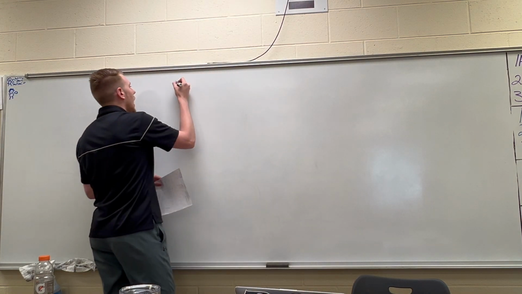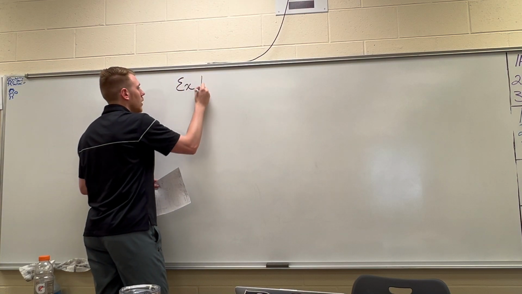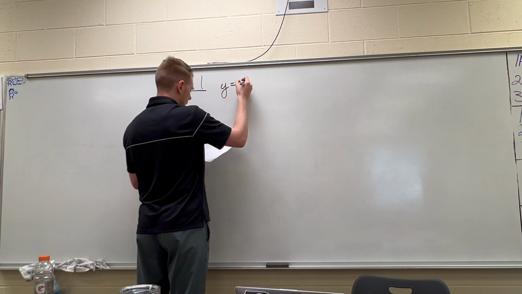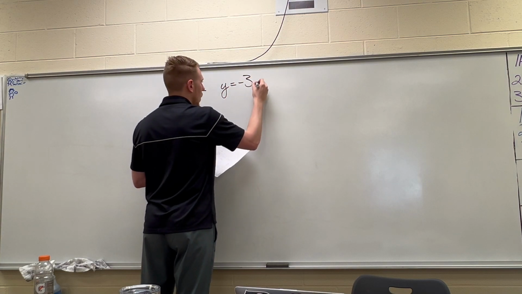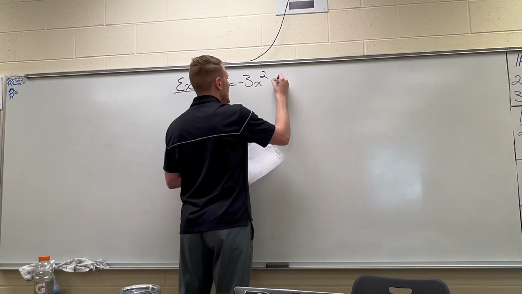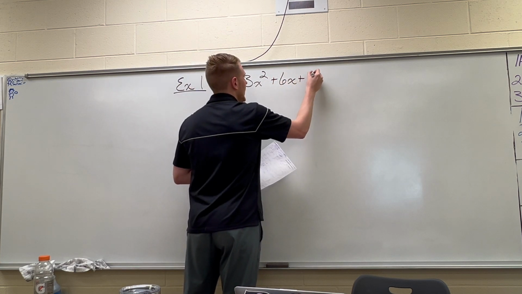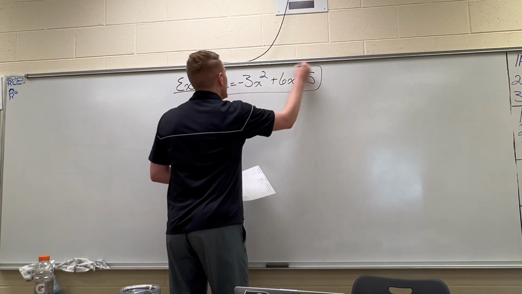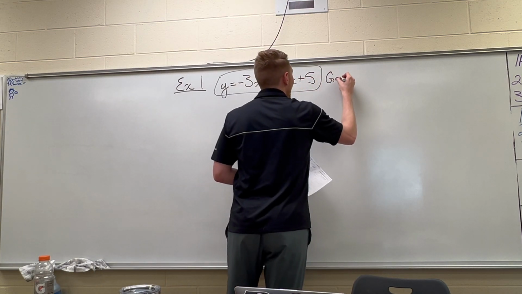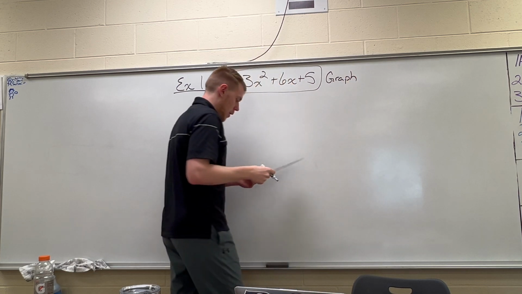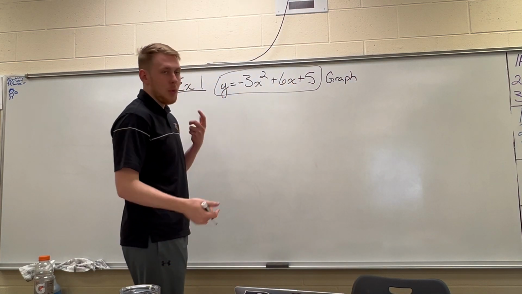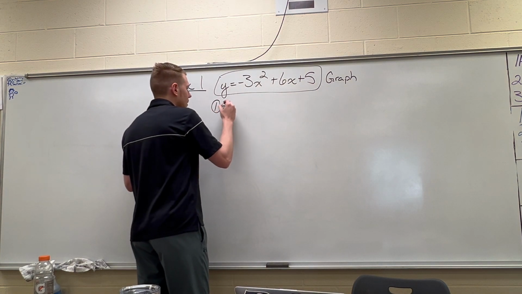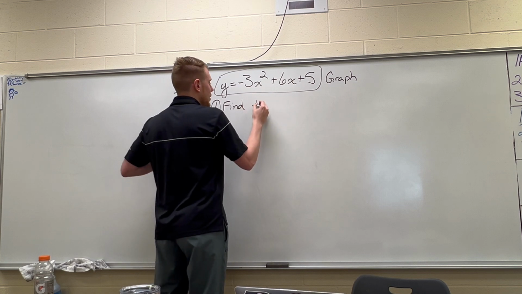Example number 1. We have y equals negative 3x squared plus 6x plus 5. Okay, so we have to graph this, okay? So, first off, how can we find the vertex? Because that's the first thing you're gonna do. First thing, find the vertex. So, how can we find the vertex?